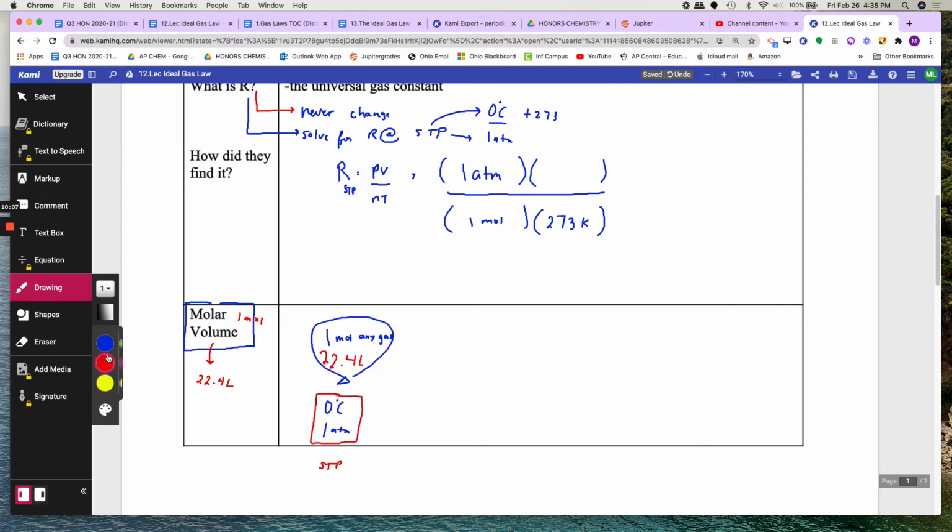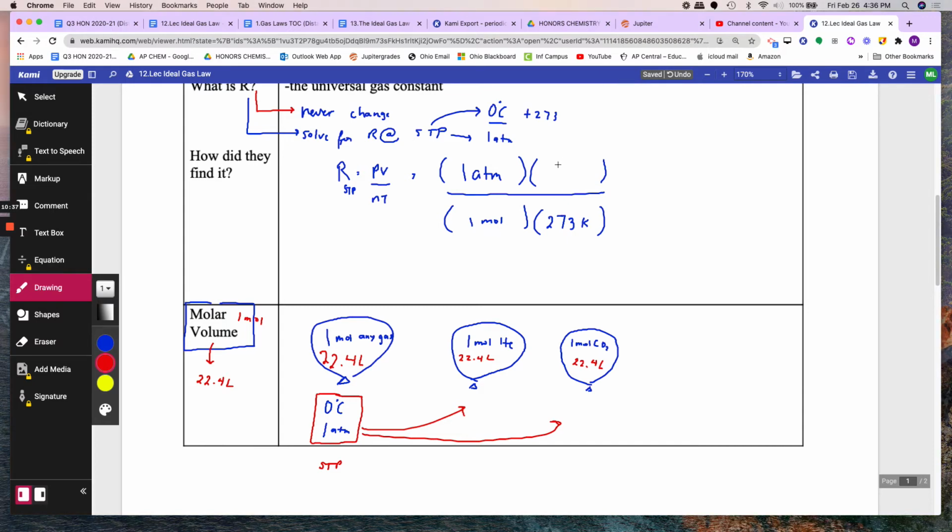So if you take a mole of helium gas, let's say, 1 mole of helium, you can do 1 mole of CO2, 1 mole of any gas, it's going to have a volume of 22.4 liters. At these same conditions, of course. Okay, so the molar volume of one mole is 22.4 liters. So R is equal to, go ahead and plug that in the calculator. I got 0.0821.